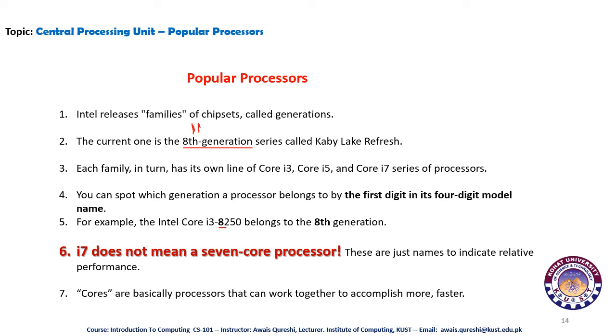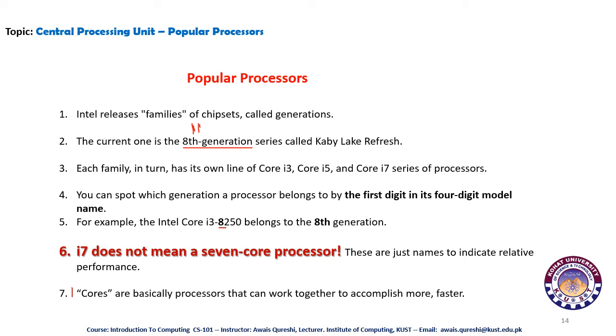Sometimes this confuses a layman, who thinks that i7 means the processor has 7 cores. These are just names to indicate relative performance. If the generation name is Core i3, it doesn't mean that the processor has 3 cores. Similarly, Core i5 does not mean that the processor has 5 cores, and Core i7 does not mean that the processor has 7 cores. These are just names given to indicate relative performance.